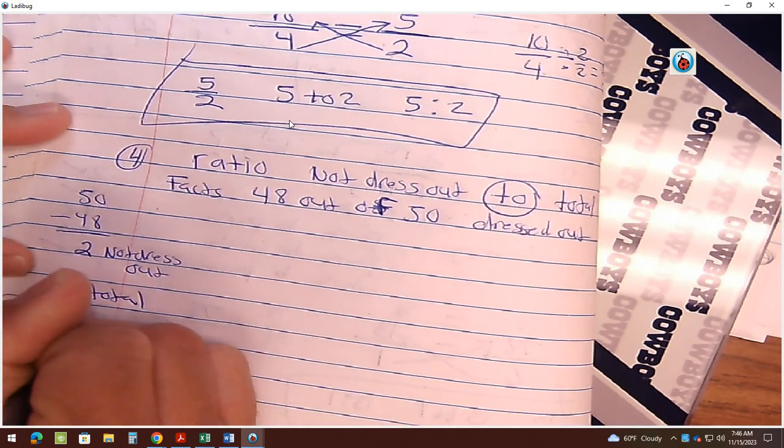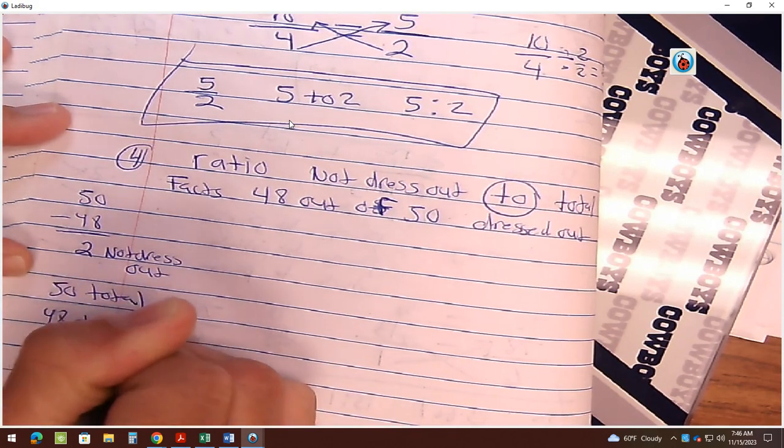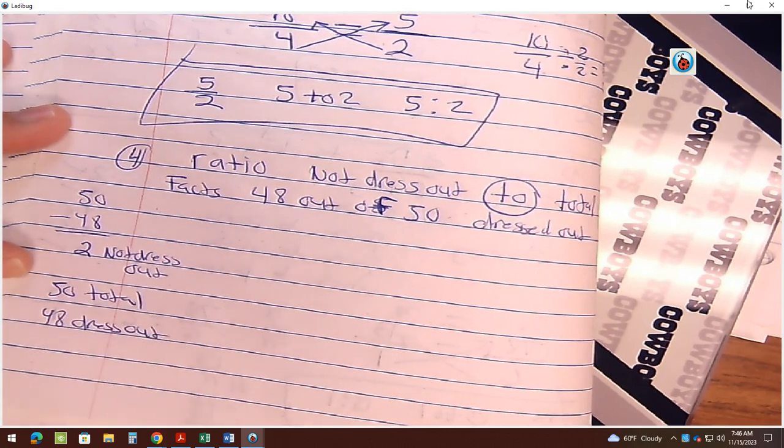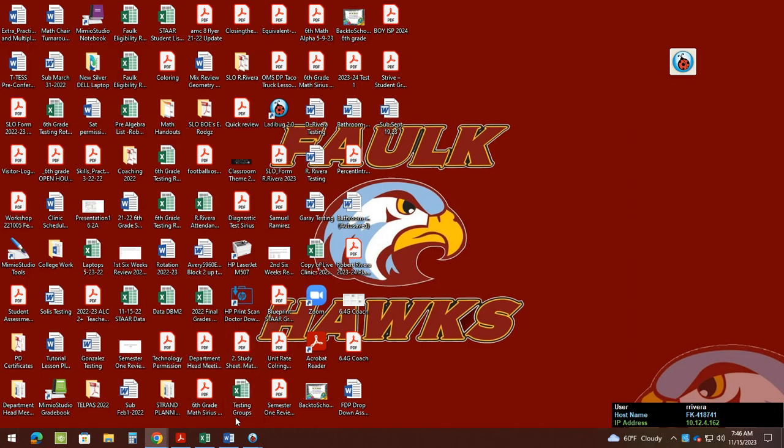And of course, 48 are the ones who dressed out. Good morning. Today is Wednesday, November 15th, 2023. Will everyone please stand for the Pledge of Allegiance?